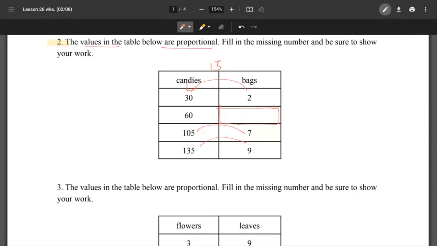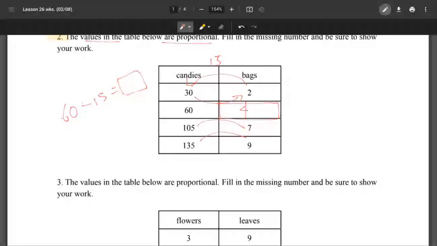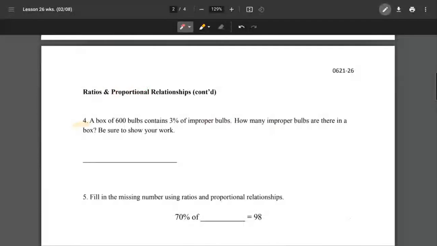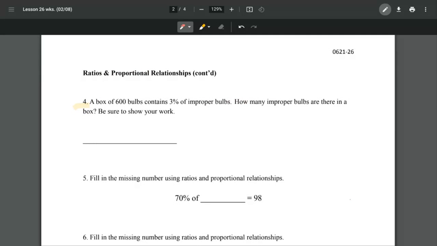135, right? And then the other way we could do 30 divided by 15 is 2. 105 divided by 15 is 7. And then 135 divided by 15 is 9. So we're going to do 60 divided by 15 to find the missing number. And that is 4. Okay, so finish number 3, and then let's move on to our next page.